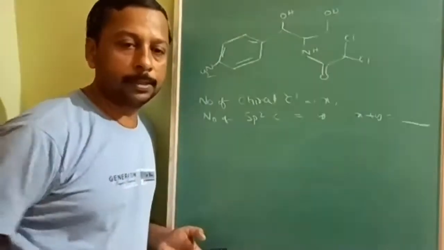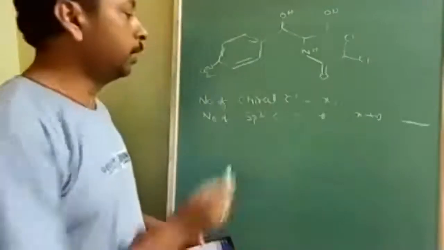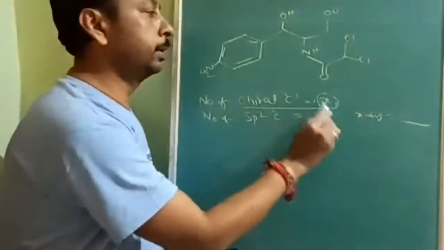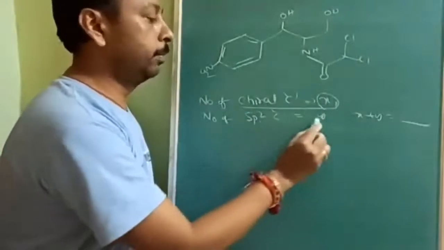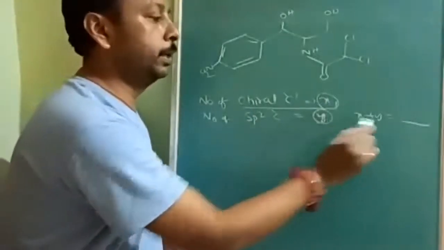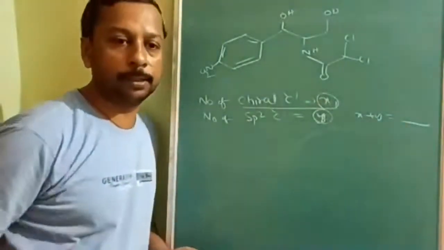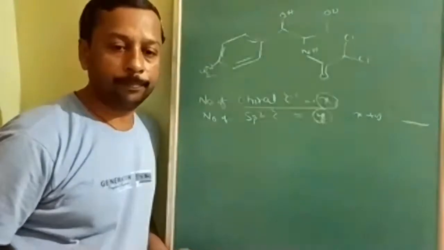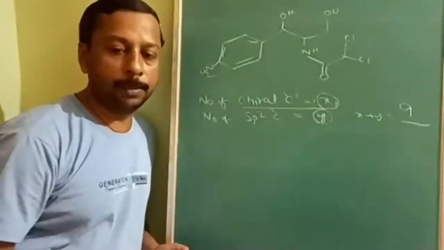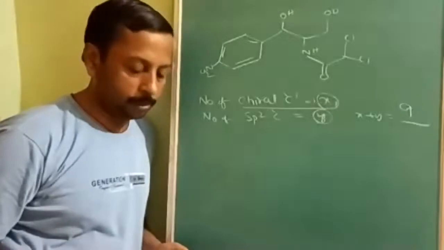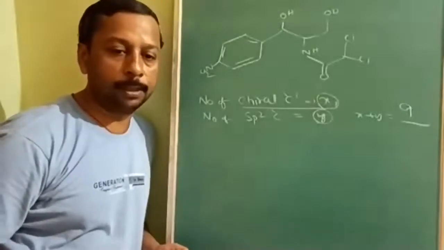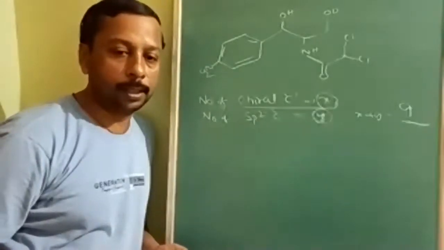Okay, this structure is given. In this, you have to find out number of chiral carbons. If they are X and number of sp2 carbons are Y, then X plus Y is equal to how much? X plus Y is equal to 9.